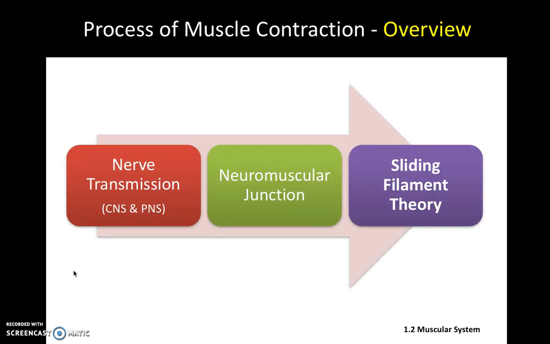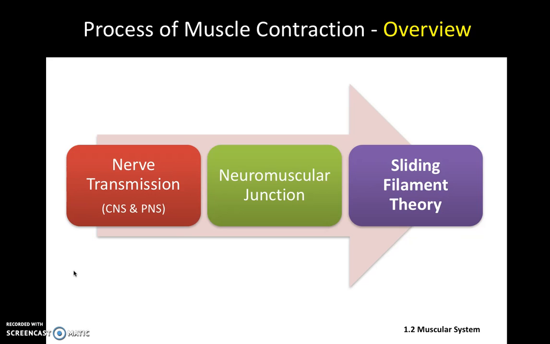Here is a brief overview as to how a muscle contracts. To begin with, the stimulus within the environment must be recognized by the sensory nerves. Then, if sufficient stimulus has been detected, an impulse is sent through the central nervous system and peripheral nervous system in order to generate an action potential.